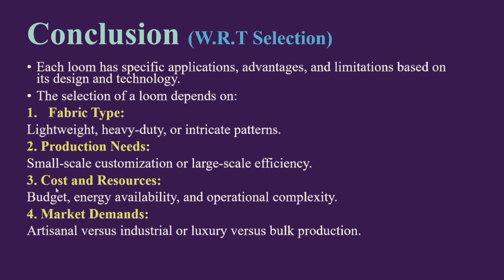The third variable is cost. Cost is related to budget, energy availability, and operational complexity. The last is market demand, artisanal versus industrial, or luxury versus bulk production. So these were the independent parameters or limitations that need to be considered while selecting the loom.